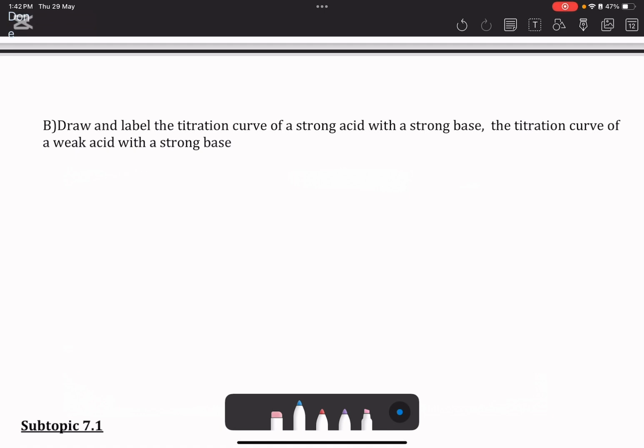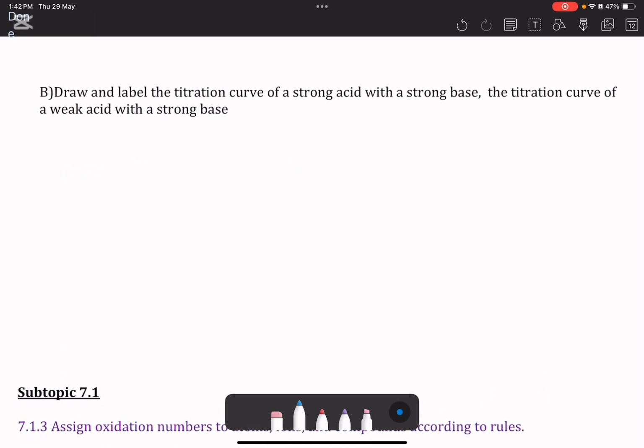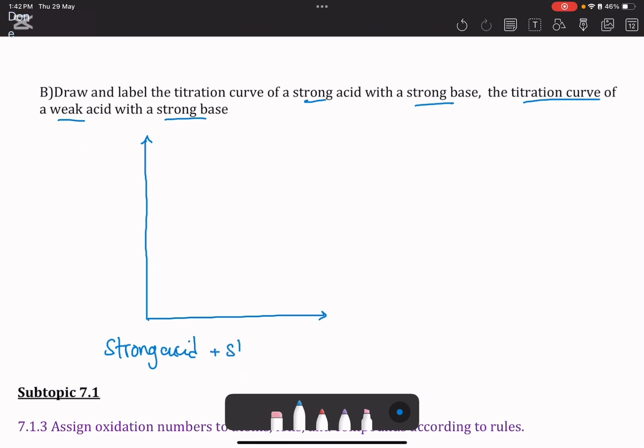Next, draw and label the titration curve of a strong acid with a strong base, and the titration curve of a weak acid with a strong base. So first, let me just put the y and x-axis. In here, I'm going to do the titration of a strong acid with a strong base.